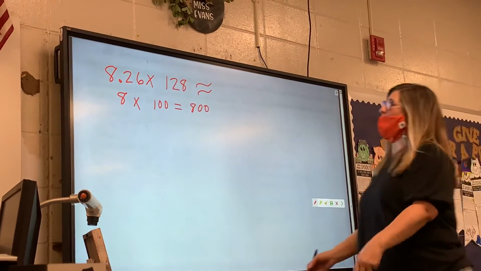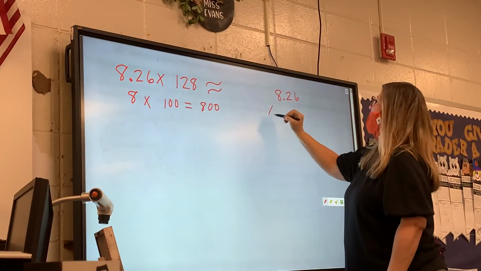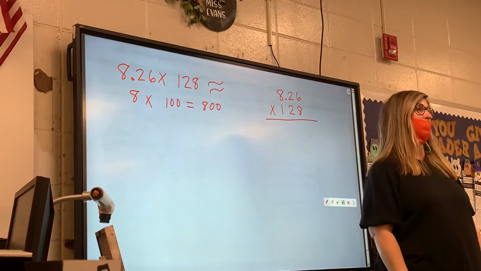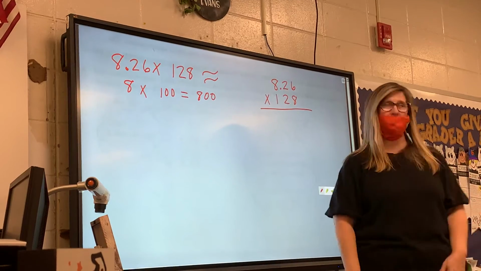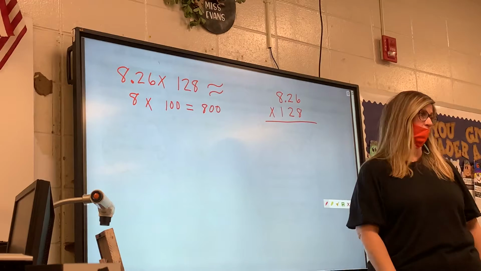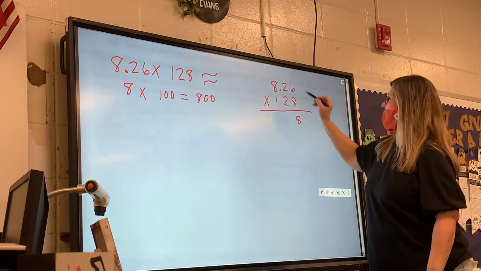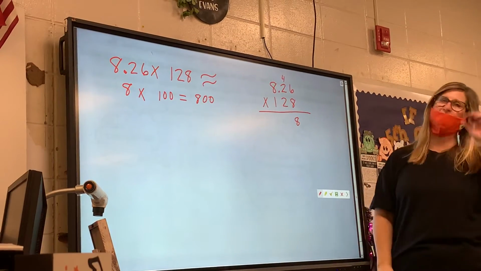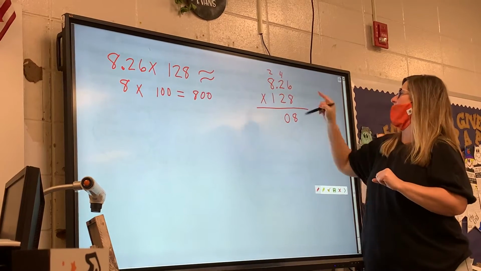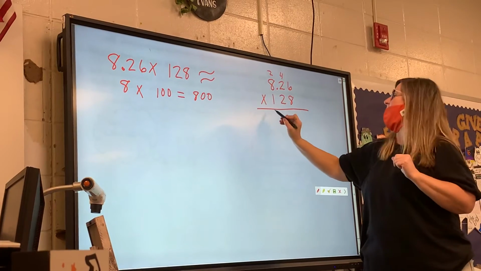Okay, so I'm going to work this problem. 8 and 26 hundredths times 128. I've got 3 factors I've got to multiply by, right? This one can get tricky. So I'm going to multiply the 8 times the 6, the 8 times the 2, and the 8 times the 8. Do you agree? Okay, 8 times 6. Put my 8, carry my 4. 8 times 2, plus 4. Put my 0, carry my 2. 8 times 8, 64, plus 2, 66.